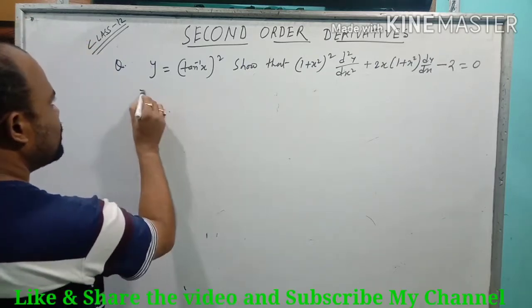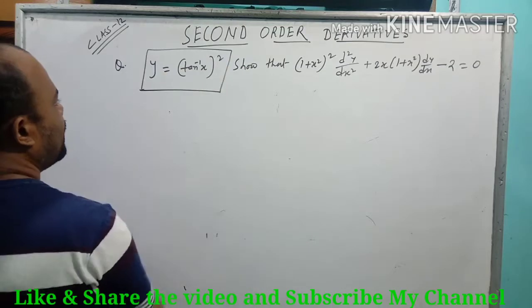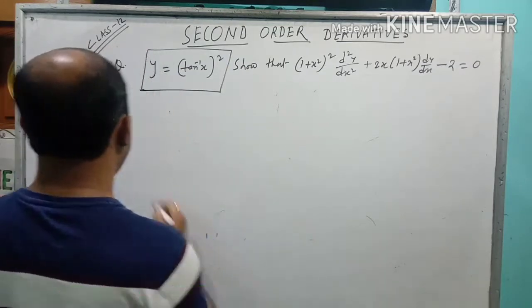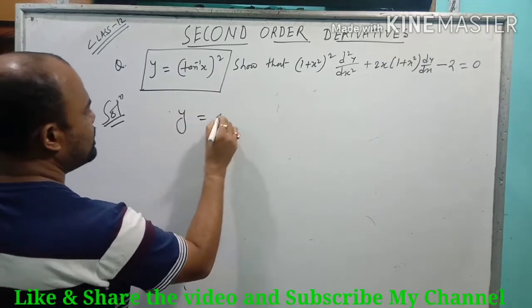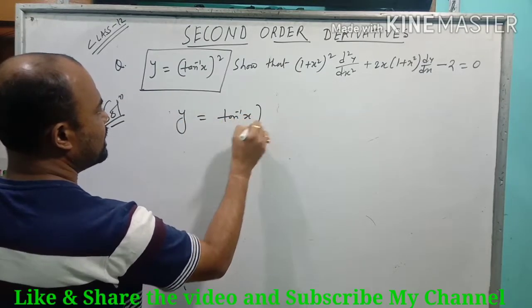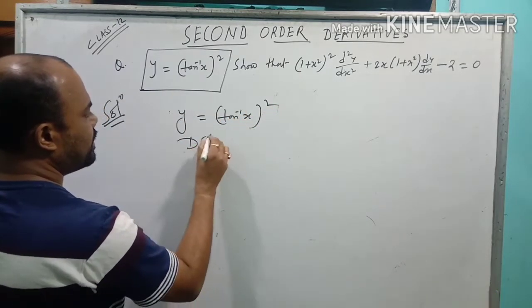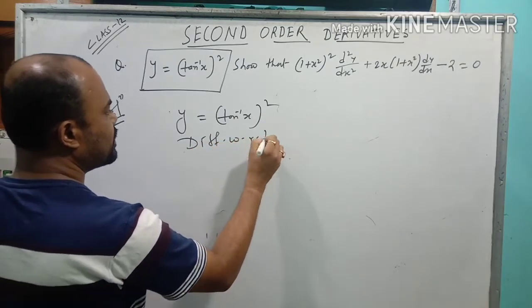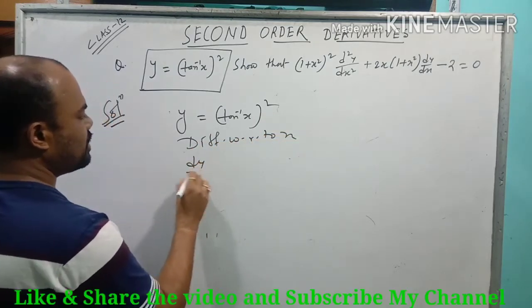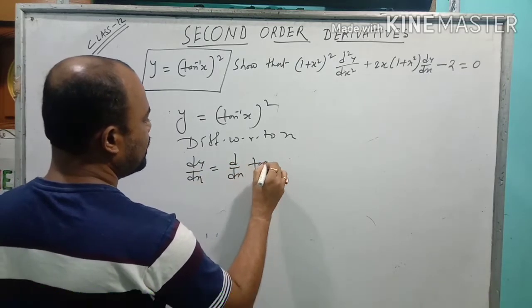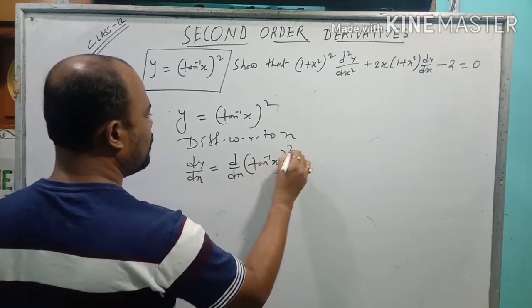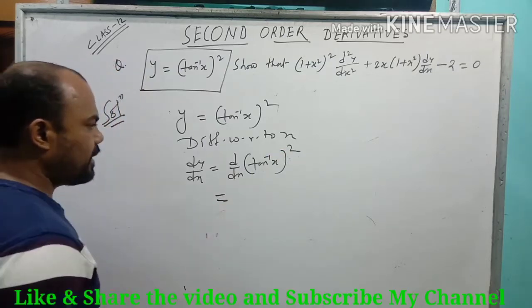Now if y equal to tan inverse x whole square, then definitely the first thing we have to find out is the value of dy by dx. Given is y equal to tan inverse x whole square. First differentiate with respect to x. So we are getting dy by dx. dy by dx is d/dx of tan inverse x whole square.